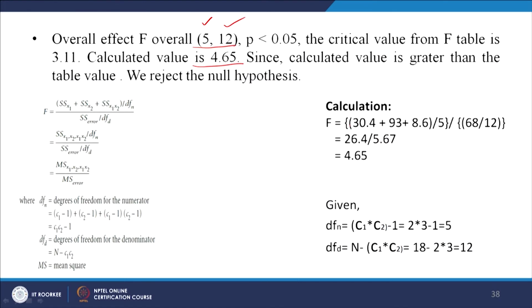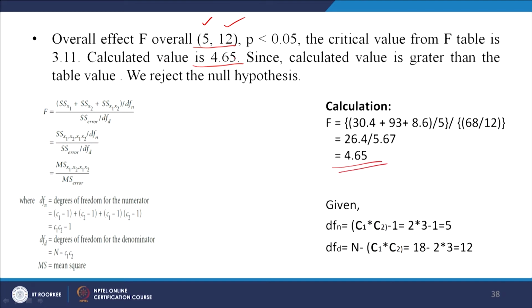We have calculated it here. How do you calculate? The formula is given to you. The final F ratio for the overall model is the sum of square x1 plus sum of square x2 plus sum of square x1 x2, the interaction, divided by the degrees of freedom, upon the sum of square error divided by its degrees of freedom. So SS x1 was 30.4 plus 93 plus 8.6, divided by 5, and the whole thing divided by the error, which is 68 divided by 12. This gives us 4.65.